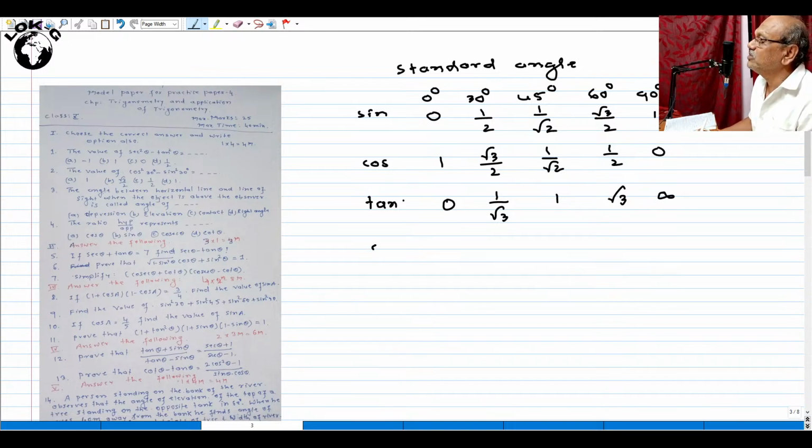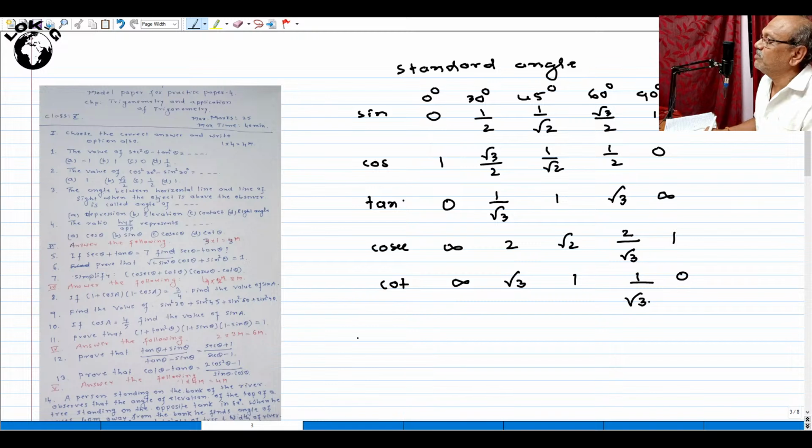The remaining are reciprocal relations. You can easily recall. What is cosec 0? 1 upon 0 is infinity. Cosec 30 is 2. Cosec 45 is root 2. By looking at this table, you can easily reproduce. Cosec 60 is 2 by root 3. Cosec 90 is 1. Then you can take cot, the reciprocal of tan. 1 upon 0 is infinity. Cot 30 is root 3, right? Cot 45 is 1. Cot 60 is 1 by root 3. Then 1 upon infinity, cot 90 will be 0. The reciprocal of infinity is 0.